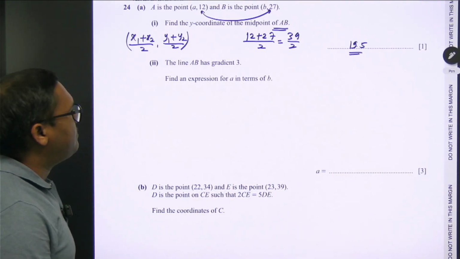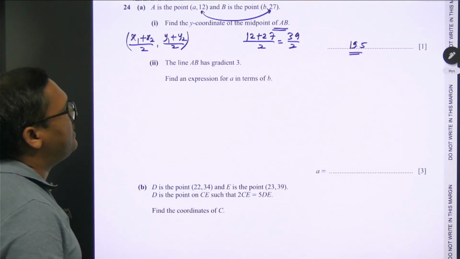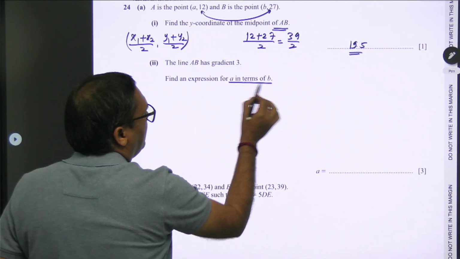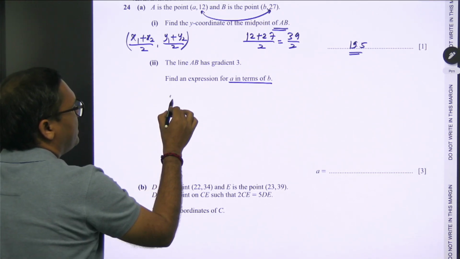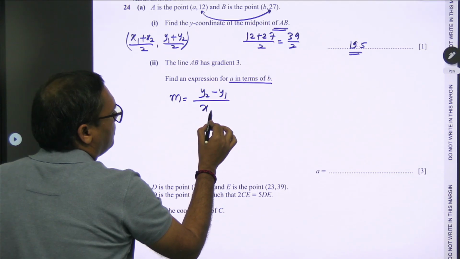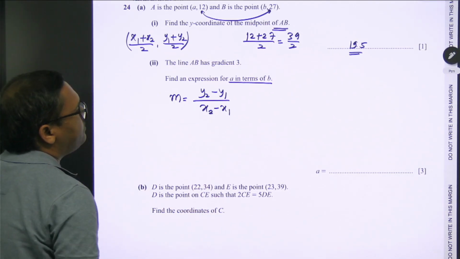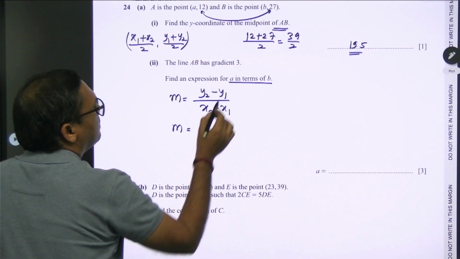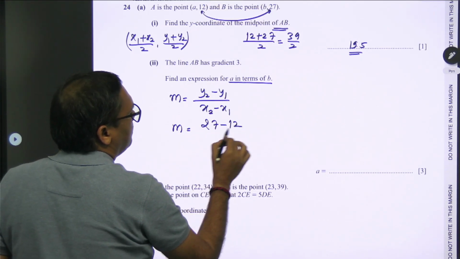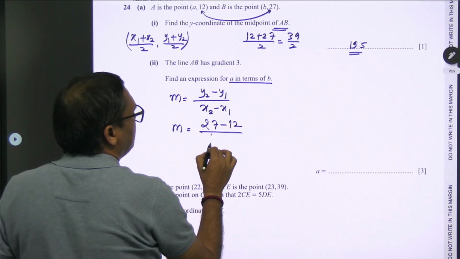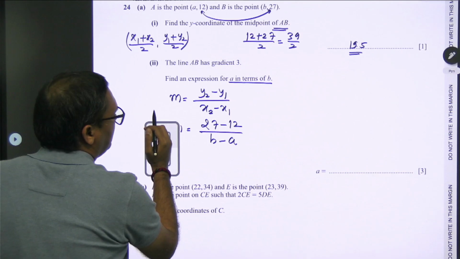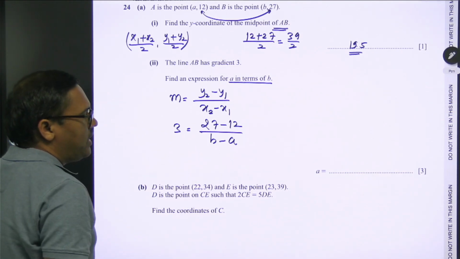The second part: the line AB has gradient 3. Find an expression for a in terms of b. So what is the gradient of the line joining 2 points? y2 minus y1 upon x2 minus x1. This is 27 minus 12 divided by b minus a. And the gradient is given as 3. So now just solve this equation.